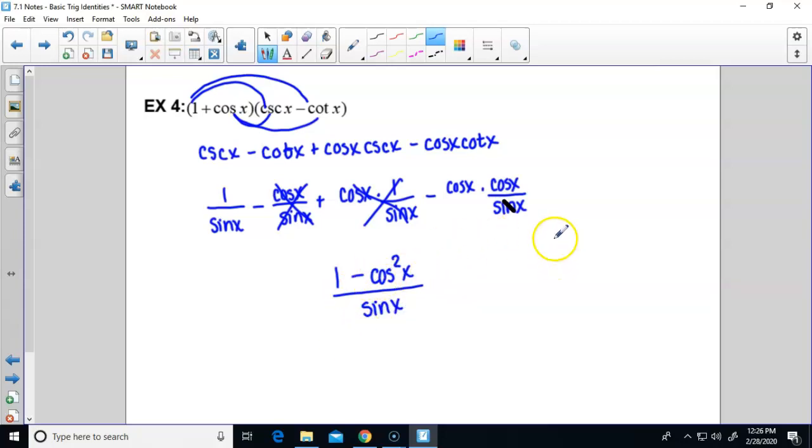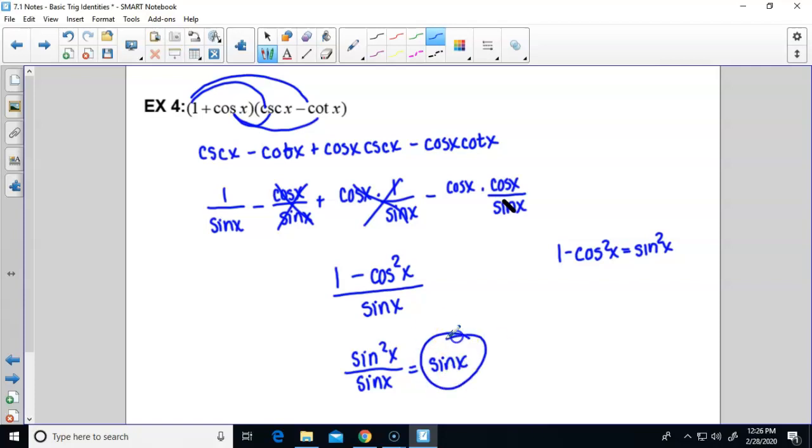Okay, there's still more that we can do. 1 minus cosine squared x equals sine squared x, like we saw before. So I can write this as sine squared x over sine x. So I have 2 sine x's on the top, only 1 on the bottom. If I cancel those out, I'm just going to get sine x as my answer.